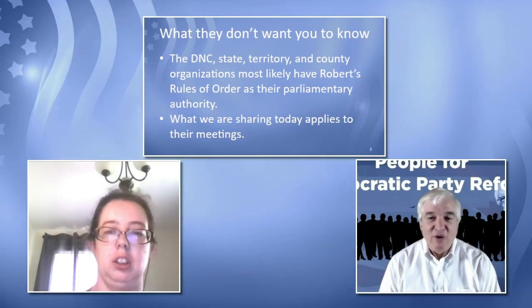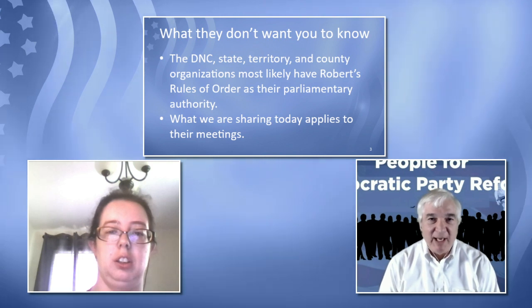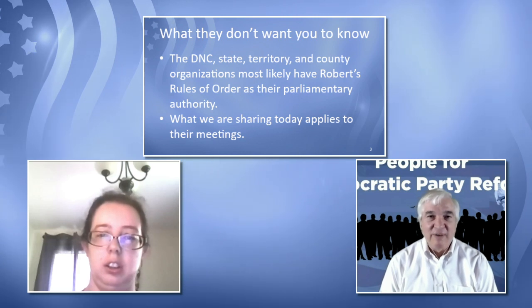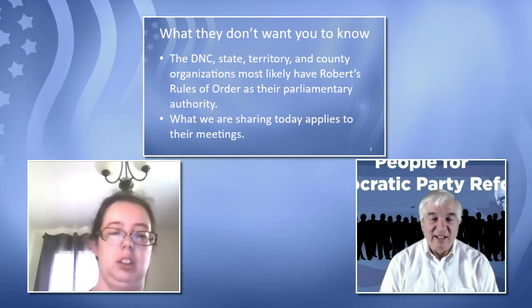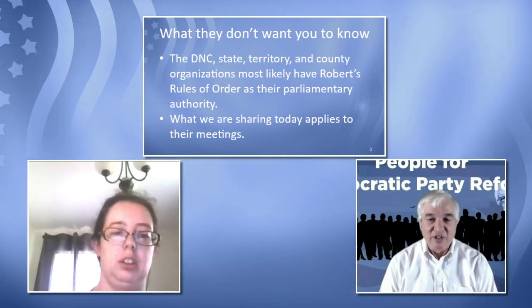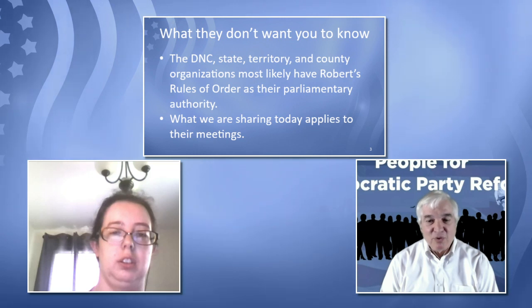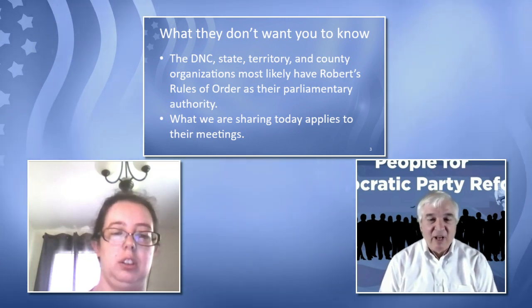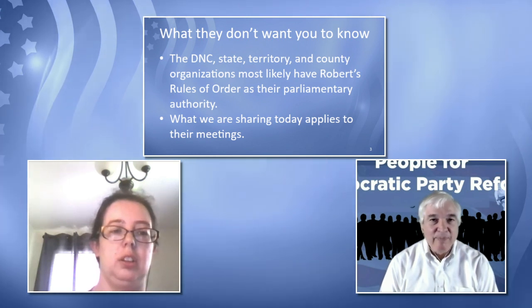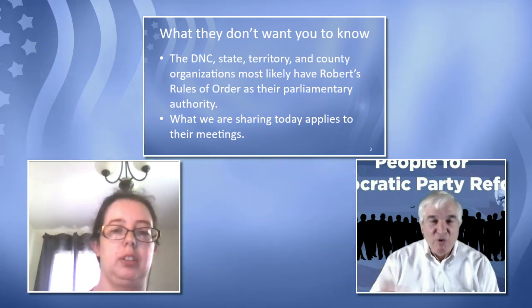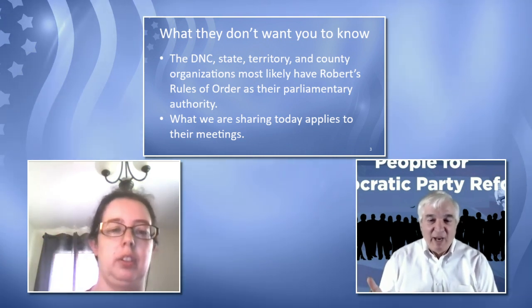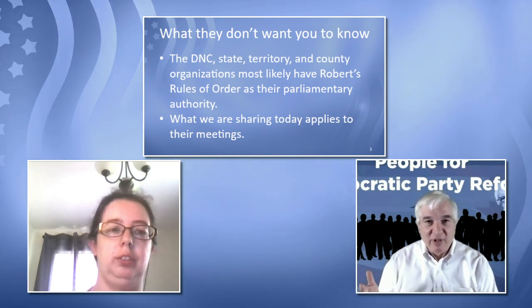So what they don't want you to know is that the DNC meeting, the Democratic National Committee meeting, where all of our DNC members get together once a quarter, as well as state and territory central committee meetings, and then county organizations, most likely have Robert's Rules of Order as their parliamentary authority. So what this means is that you as a member, if you are a member of these organizations, have all of the rights that every other member has. And what we are talking about today applies to all of their meetings.